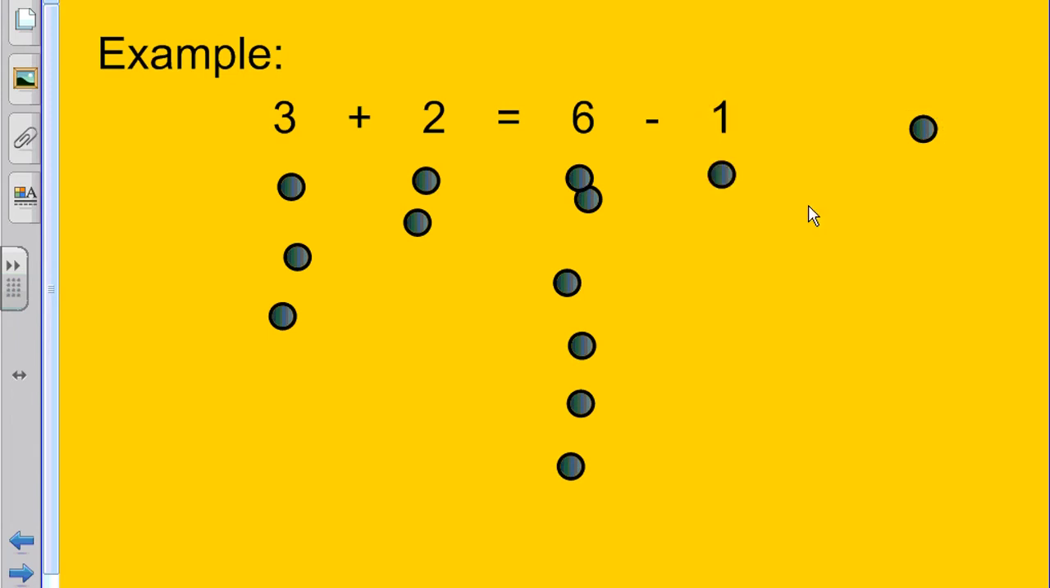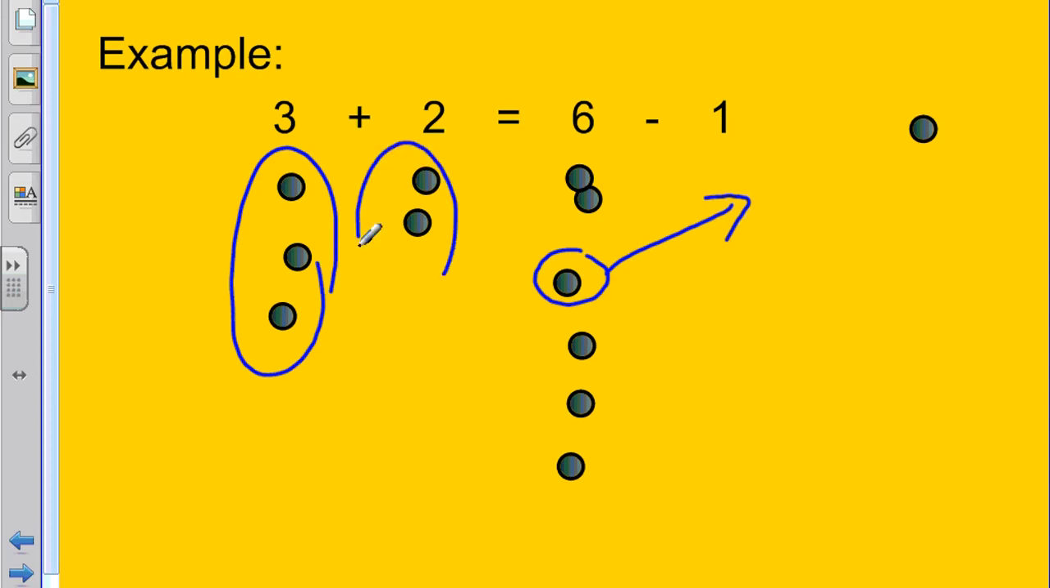Now, how do I show... Oh, sorry, that's not right. 3 plus 2 is correct. 6 minus 1. How do I show 6 minus 1? One away from the 6. That's right. Gotta take 1 away. If I take it away, nobody will know I've done it, so I'm going to circle it and put an arrow on it. What this means is that 3 things plus 2 things.